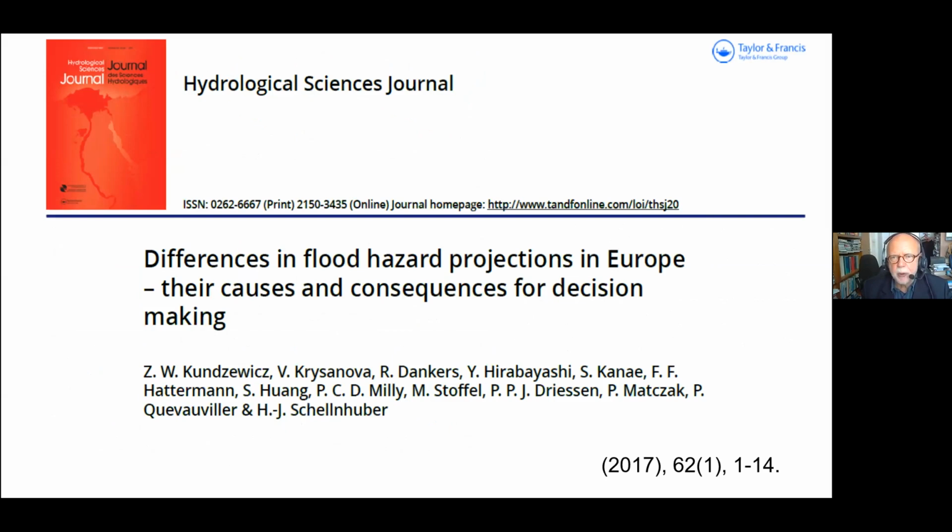However, for the practitioners, it means a big problem. It means a big problem because the practitioners do not know what to do if they have different information about the future flood hazard.